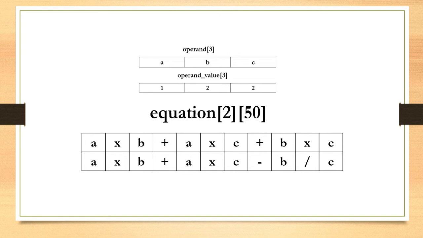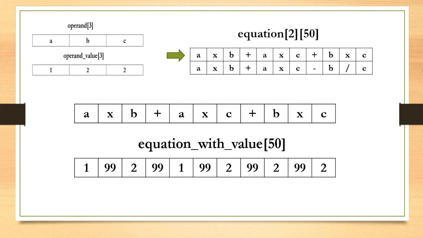Now our input section has finished. We will go to the next section where we will take another array called equation with value. Here in this array we will replace the operands with the operand value, and since this is an integer array we can't have both integer and character value in the same array, so I have to replace the operator with a value. I replace them with 99. You can use any value instead, it doesn't have to do anything with this program.